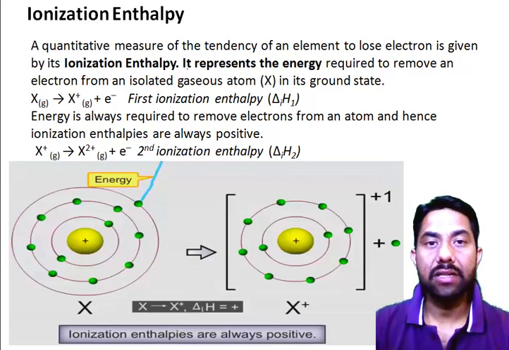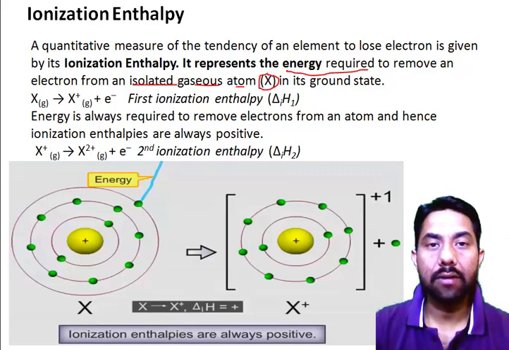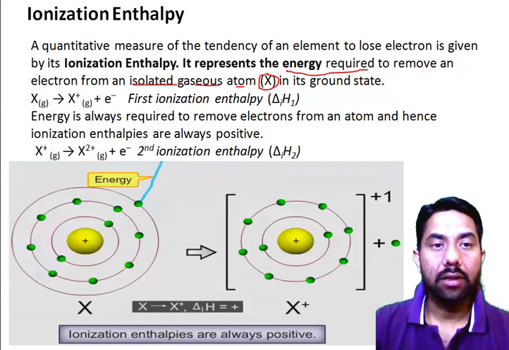What is ionization enthalpy? It is the amount of energy required to remove an electron from an isolated gaseous atom in its ground state. Here we are assuming X as an atom. X in its gaseous form will release one electron. For removal of that electron, we have to provide energy. That is called ionization enthalpy.